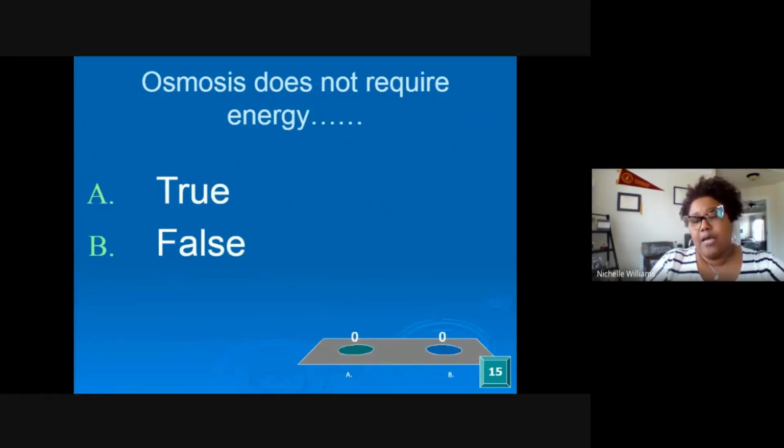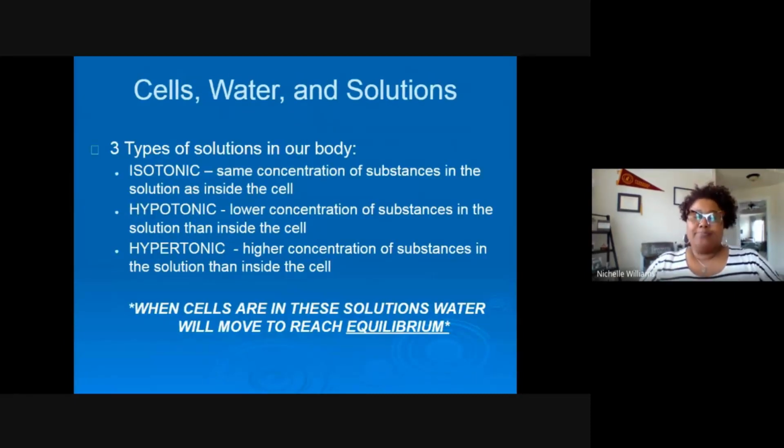True or false? Osmosis does not require energy. And that is true, because we know that osmosis is what? Passive transport. All right. So energy is not required for that to happen. It occurs on its own. It's the natural flow.